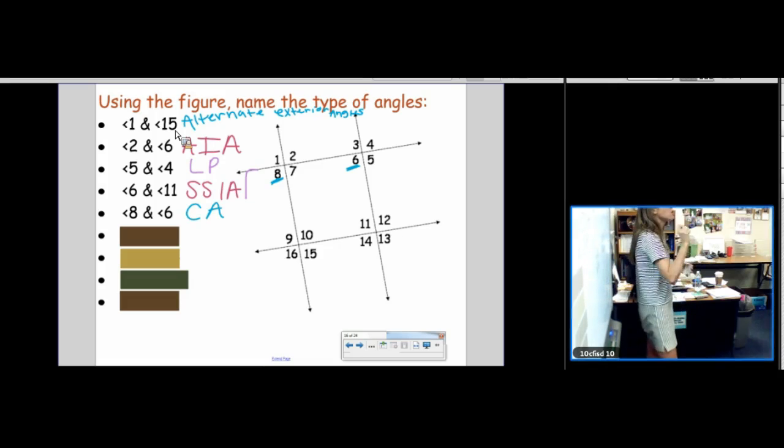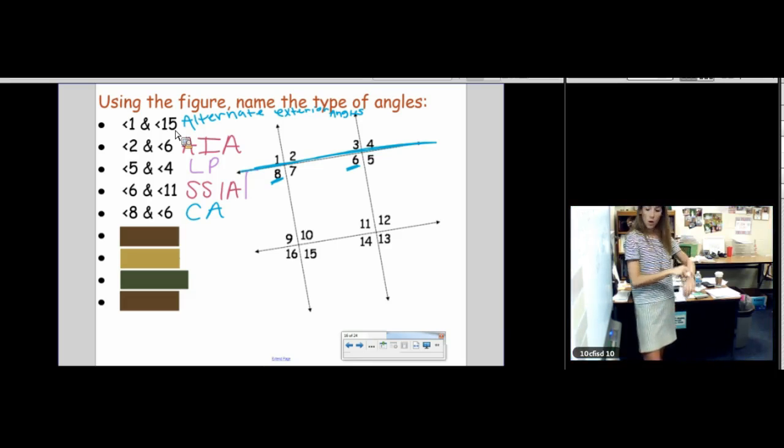Now, here's how you know it's corresponding. Are you watching? Helen, are these on the same side or alternate sides of my transversal? Same side. Now, are they interior or exterior? One's in and one's out. So that's when you know, it's the weird one, it's corresponding angles. That's how you know.